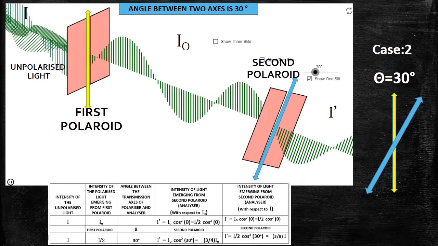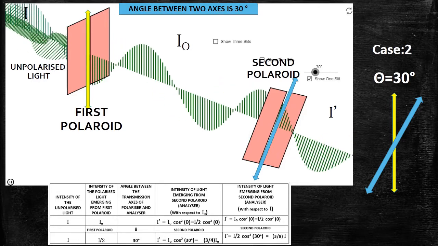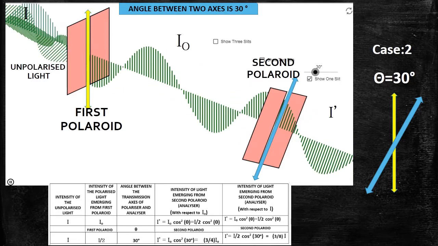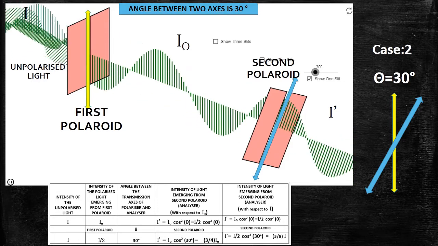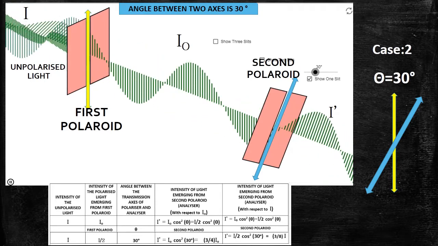What is the formula from Malus law? I dash is equal to IO cos square theta. We know the value of IO. IO is nothing but I by 2. Instead of theta, substitute 30 degree. I by 2 cos square 30.